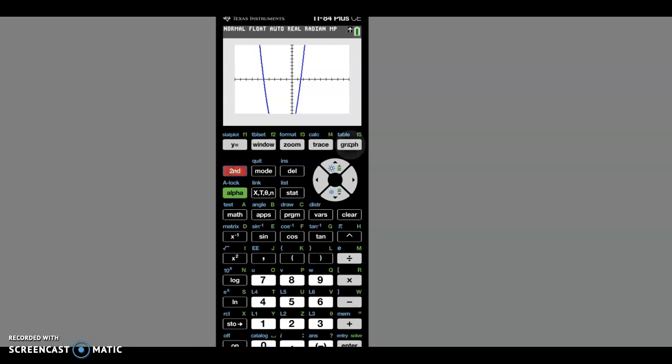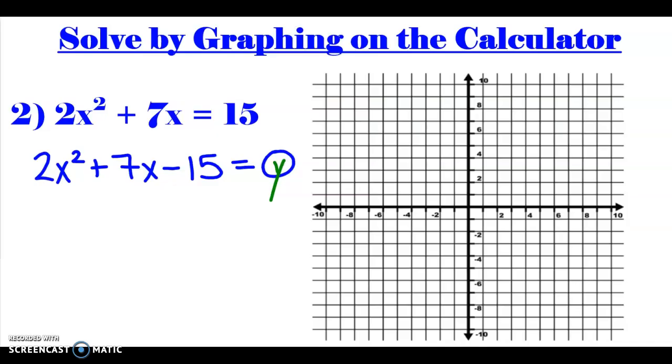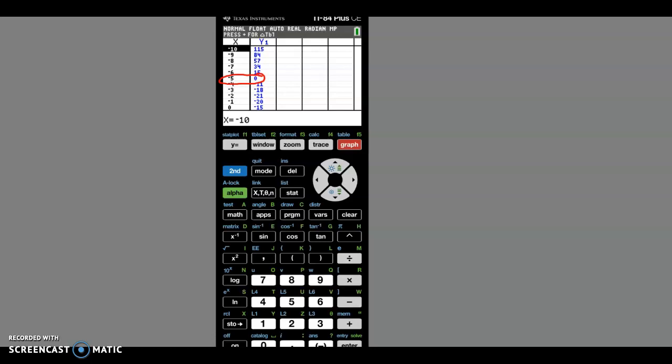So I can go to my table here. So it looked like it crossed at -5. I can verify that it does because I have the point -5, 0. So -5, 0. So one of my answers is -5. Right? So that's where it was going up like crazy, down like crazy. And we've got some other points so that we can see it's going to start coming back around.